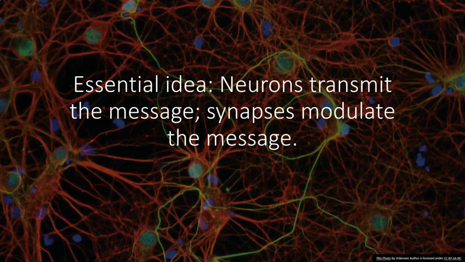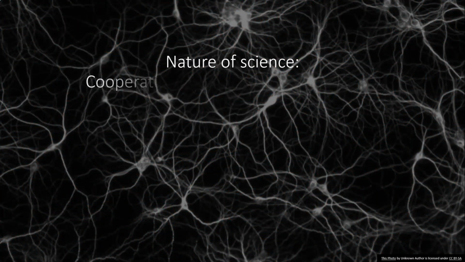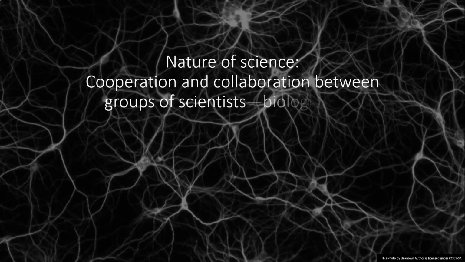So in this unit, the essential idea is that neurons transmit the message and synapses modulate the message. So basically meaning neurons pass the message along and synapses then push it across a space between the neurons, the nerve cells as such. We'll obviously look into this much further.